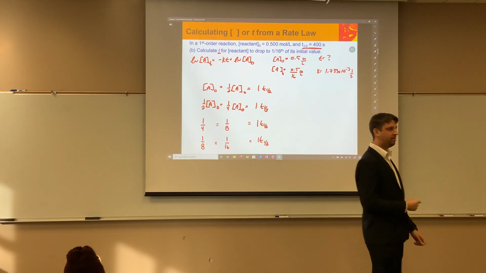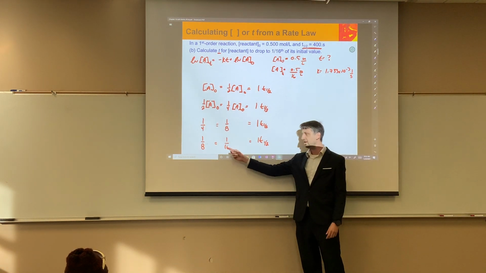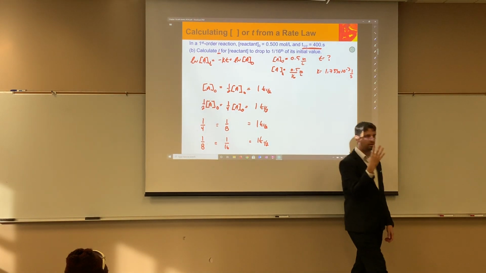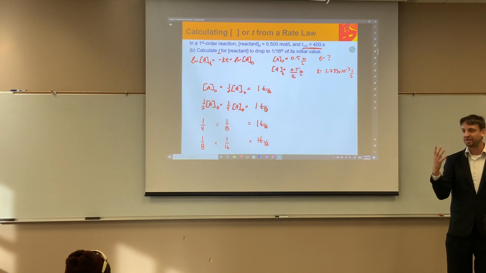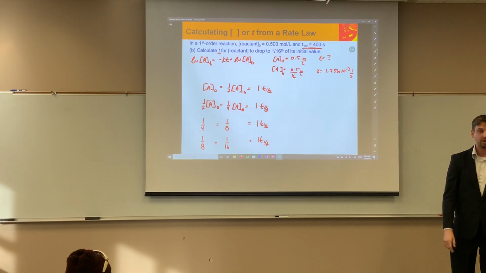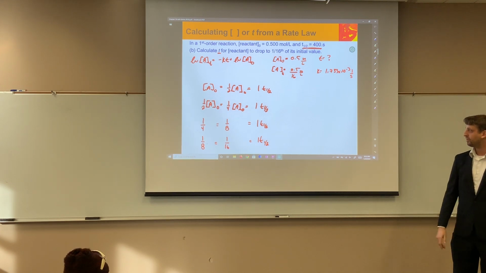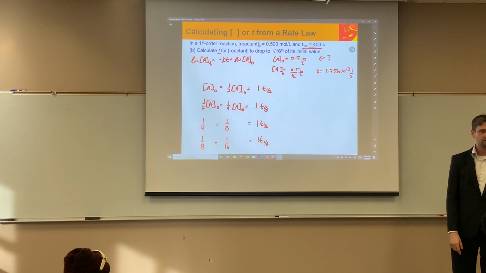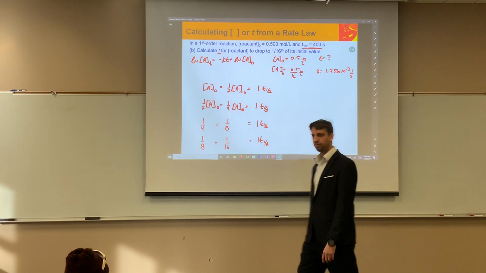Got it? So how many total half-lives does it take to get to a 16th of where we started? 4, right? And how much is each instance? 400. So what's our answer? 4 times 400 is 1600. If you did the equation out the long way, what was your answer? 1600 point maybe something here and there, based on some rounding.